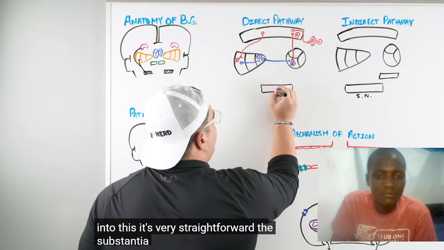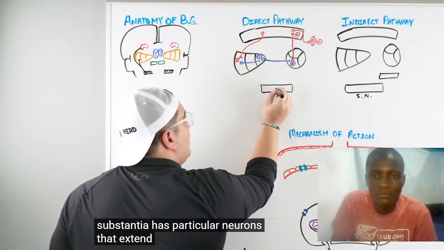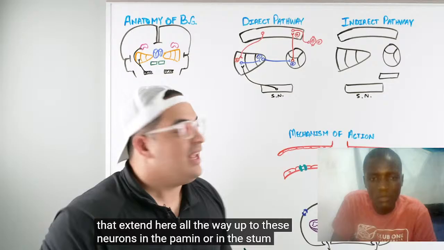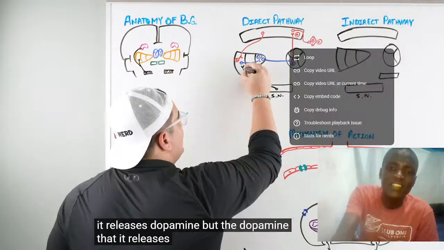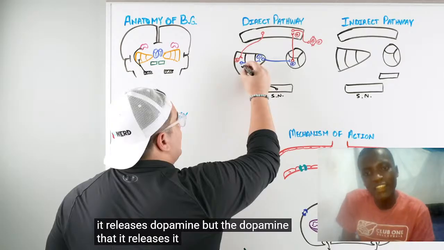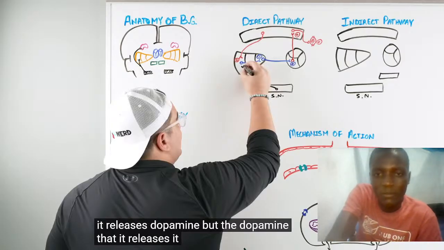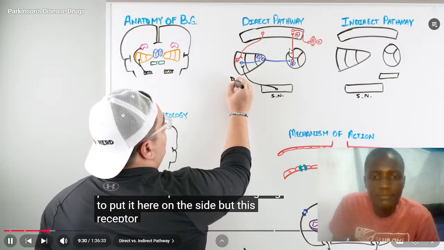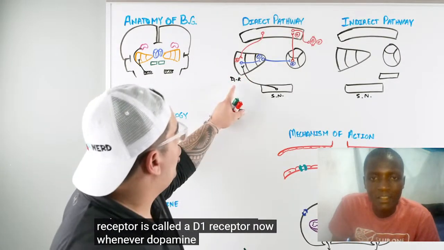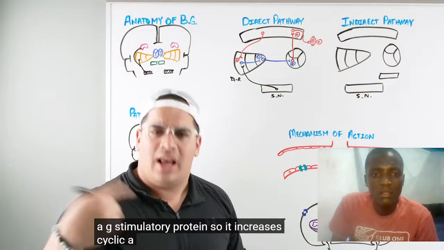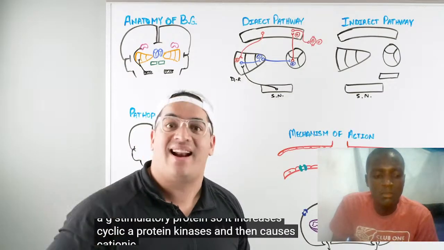It's very straightforward. The substantia nigra has particular neurons that extend all the way up to these neurons in the putamen and the striatum. And it releases dopamine. The dopamine acts on a particular receptor here. I'm going to put it here on the side, but this receptor is called a D1 receptor. Now, whenever dopamine hits the D1 receptors, it stimulates. It works through what's called a G-stimulatory protein. So it increases cyclic AMP, protein kinases, and then causes cationic influx.